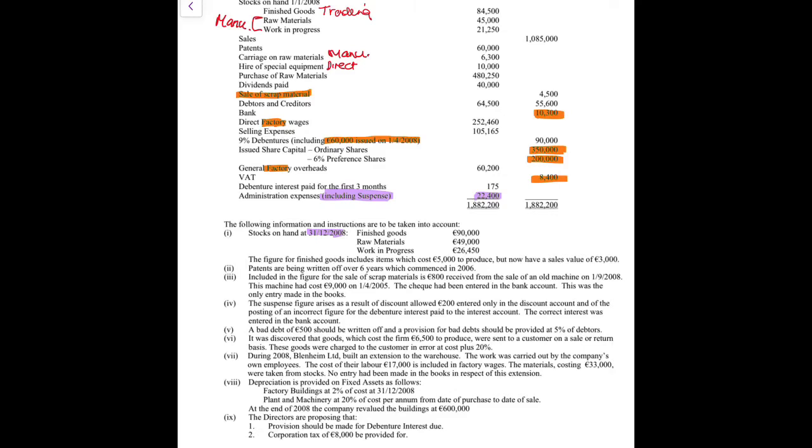Then you're told that the figure for finished goods includes items which cost 5,000 euro to produce, but now have a sales value of 3,000 euro. Okay, so we made tables and they were once worth 5,000, but now they're only worth 3. So the rule is you have to include your stock at whichever figure is lower, the cost price or the net realisable value. So the lower figure here is 3,000 euro. So you need to have it included in your account at 3,000 euro.